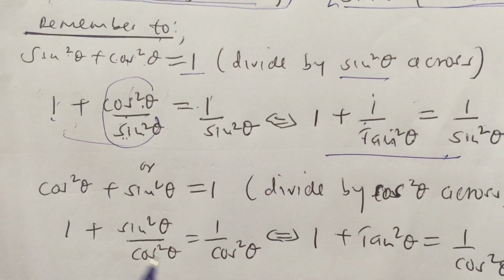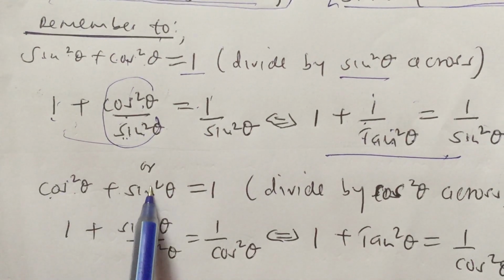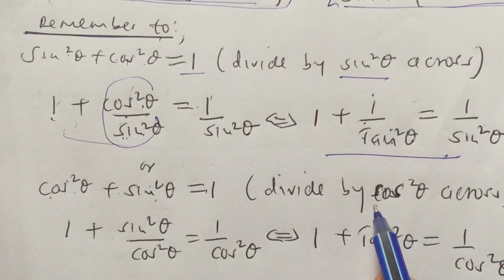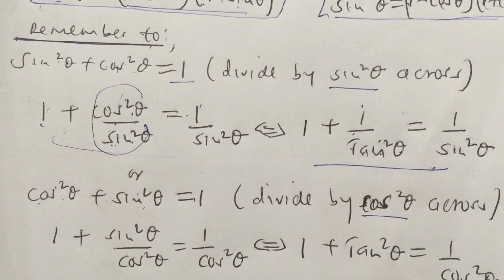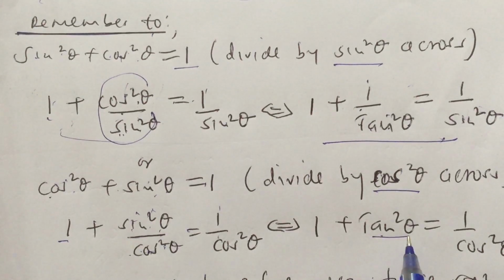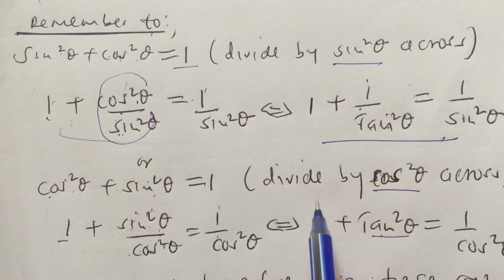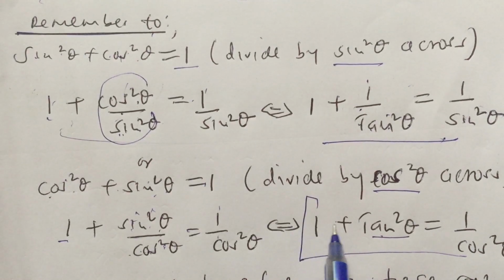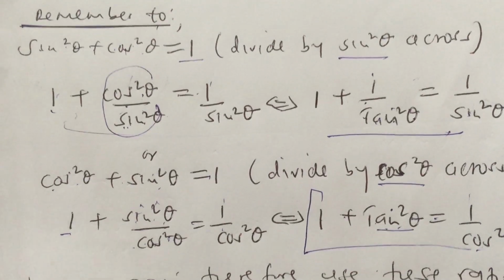Similarly, if we have cos squared theta plus sine squared theta equals 1, and I decide to divide by cos squared across, then we again end up with 1 plus sine squared theta over cos squared theta equals 1 over cos squared theta. Remember, if sine over cos is tan, then sine squared over cos squared is going to be tan squared theta. Then we end up with this other identity, which is 1 plus tan squared theta equals 1 over cos squared theta.